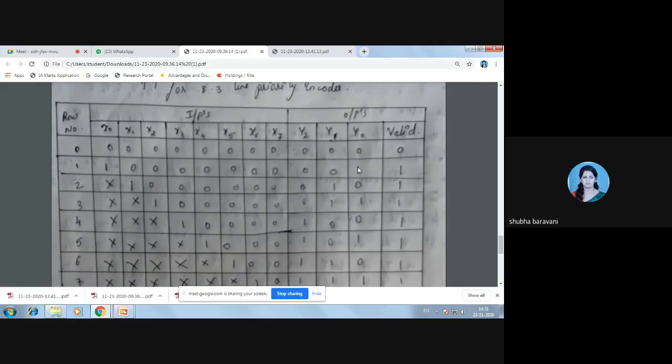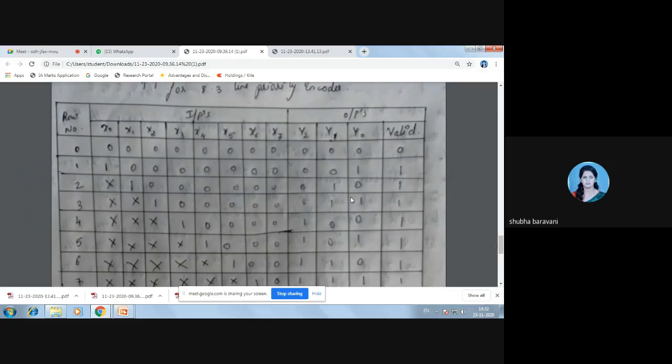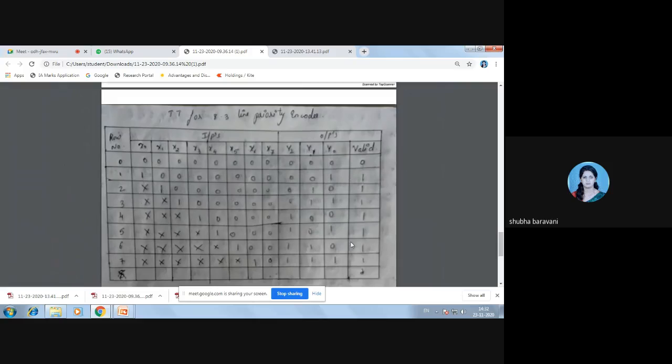Yes, ma'am. Okay. Similarly, if your x0 is 1 and your x1 is also 1, then you will get 1 0. However, if your x0 is 1, x1 is 1 and x2 is also 1, then you will get 1 1 because priority is given to 2. Okay, priority is given to 2. Understood this? You all can read out this 8 to 3 line priority encoder.